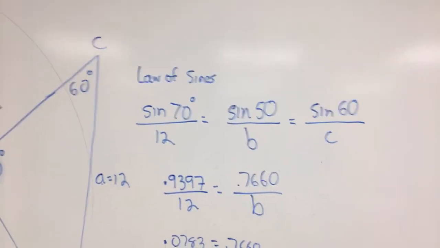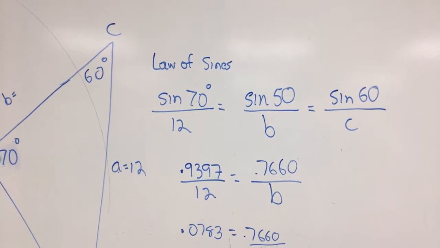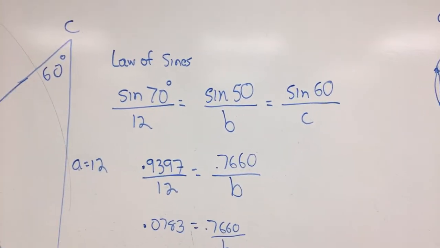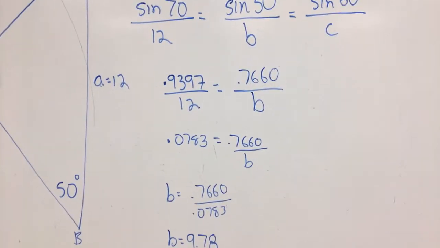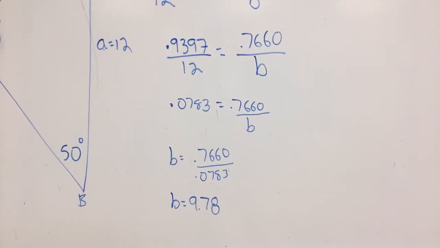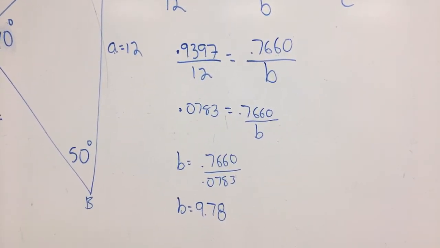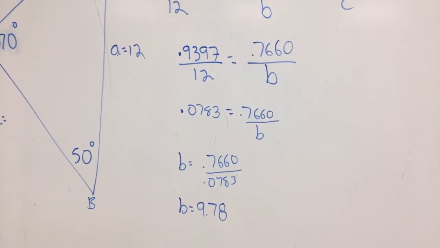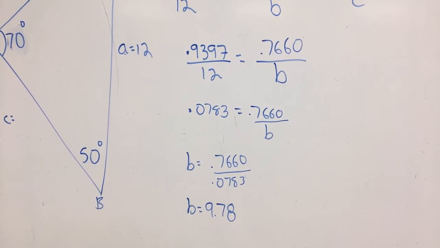So I got my calculator out and I said sine 70.9397 divided by 12 is equal to sine 50, which is 0.7660, divided by b. Do a little algebra, and lo and behold, b is equal to 9.78. So you could find the length of the other side using the 60-degree angle. But that's how you use the law of sines.